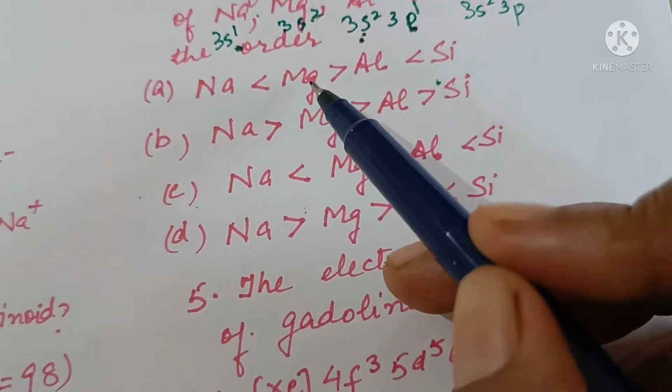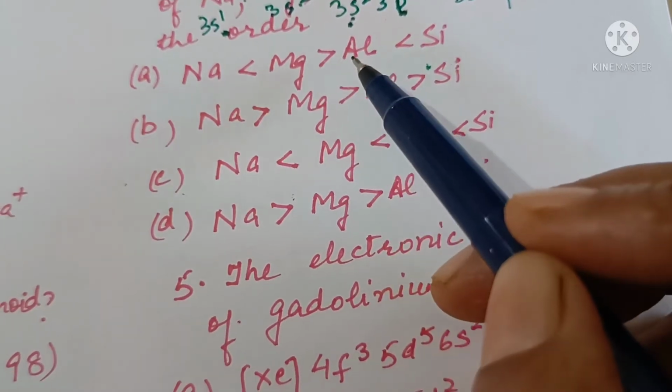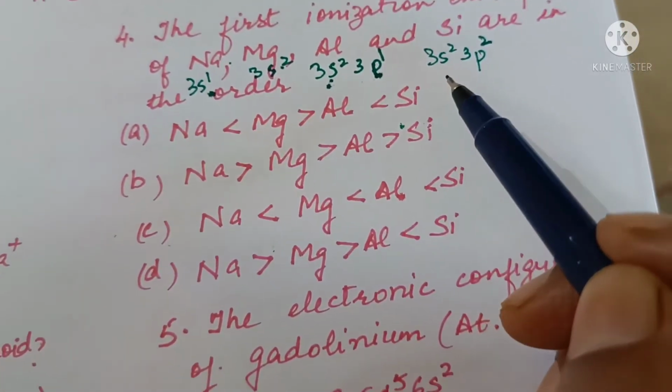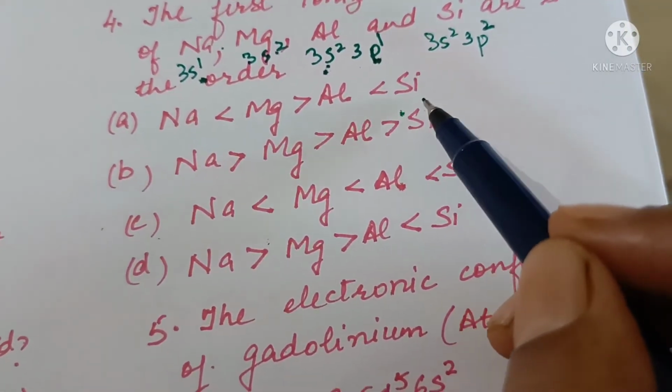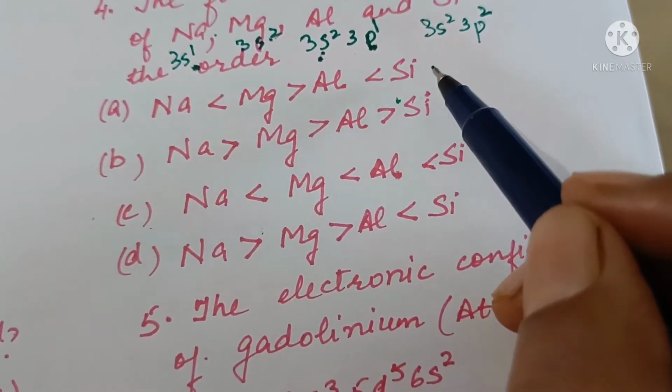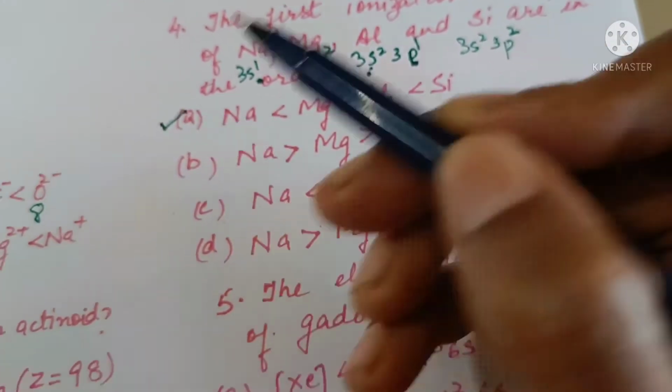So sodium is less than magnesium, but magnesium is greater than aluminium, and aluminium is less than silicon because nuclear charge for silicon is more, so ionization enthalpy will be more. Option A is the correct answer.